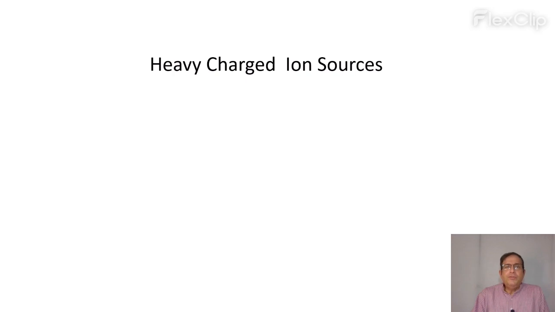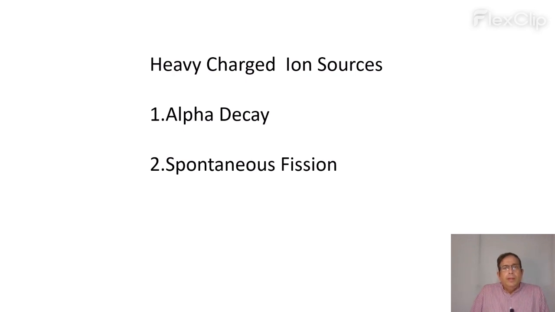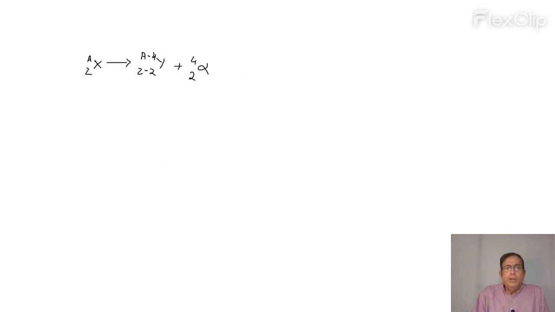So what are the different types of heavy charged ion sources? First is the alpha decay, that is a nucleus which is radioactive is decaying through emitting alpha particle, which is a nucleus of a helium 4 atom. Or other source of charged ions is spontaneous fission, in which a heavy nucleus splits into two lighter nuclei, and both of them are ionic basically in nature initially, and later on they capture electrons and become neutral. So let us start with the alpha decay.